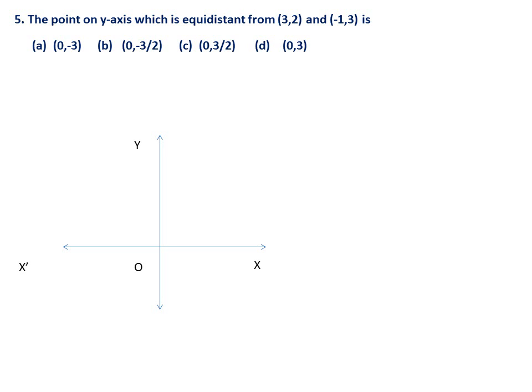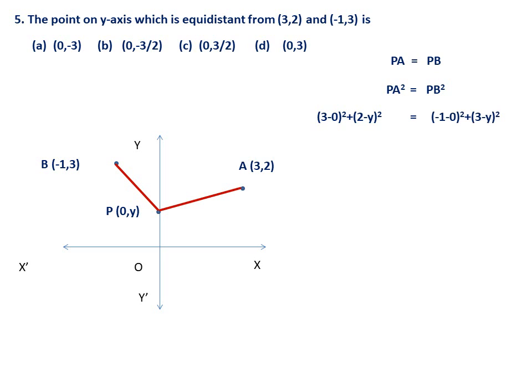And in any such question, it is always better to draw a rough diagram. So the first point is A(3, 2). Second point is B(-1, 3). Now what is the condition? A point on the y-axis which is equidistant. So let us take this point as P(0, y), because it is on the y-axis, so the x value is 0 and the y value is y. Now the condition is PB and PA must be the same, equidistant. Therefore PA equal to PB, or PA square equal to PB square, so that we can avoid the square root. Then use the distance formula.